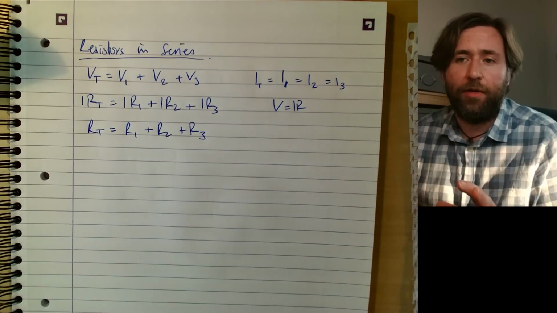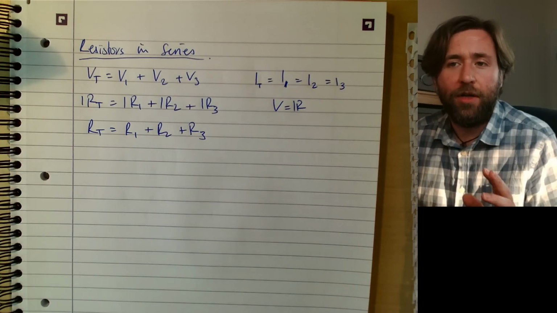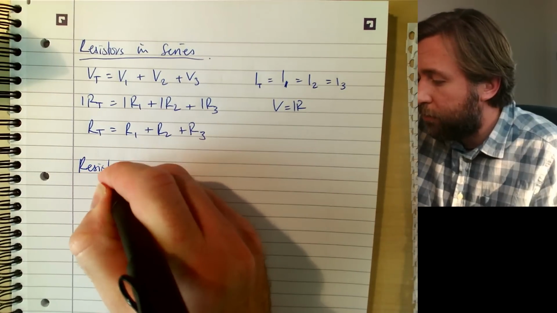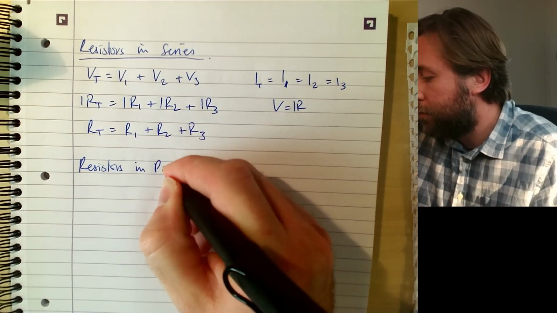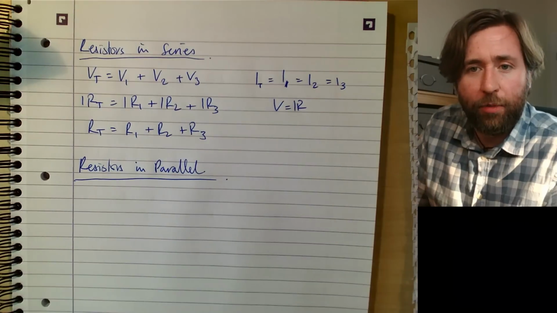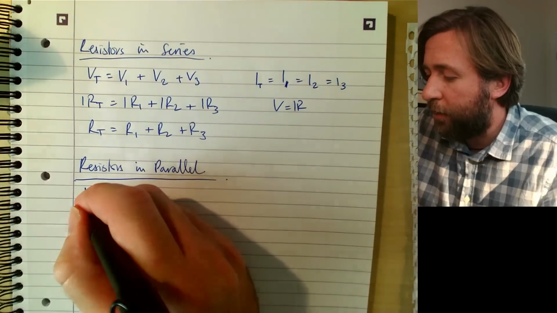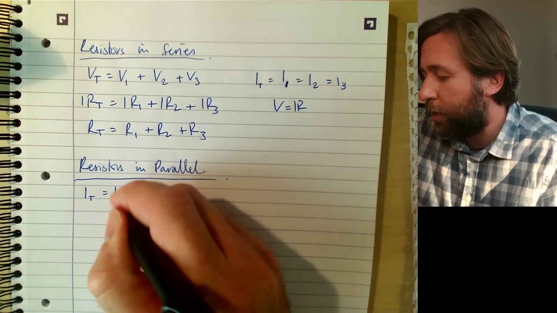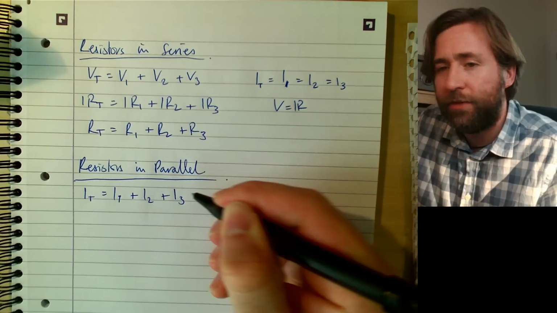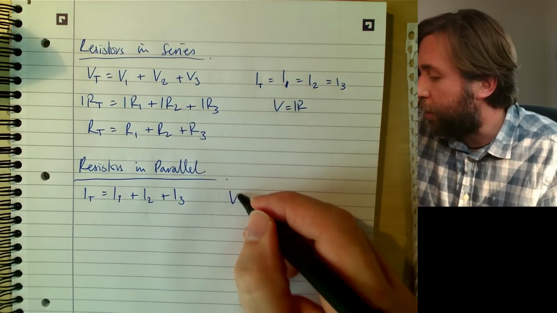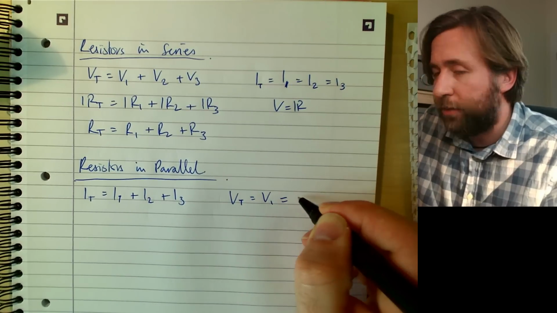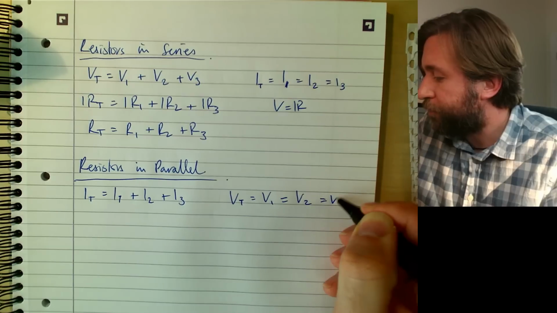Okay, what about in parallel? We'll have to find another rule for the same situation in parallel. So resistors in parallel. Okay, well, what do we know about currents in parallel? Well, the current through the supply is equal to the current in the first branch plus the current in the second branch plus the current in the third, and so on. And we also know that the voltage from the supply is equal to the voltage in the first branch, which is equal to the voltage in the second branch, and so on.